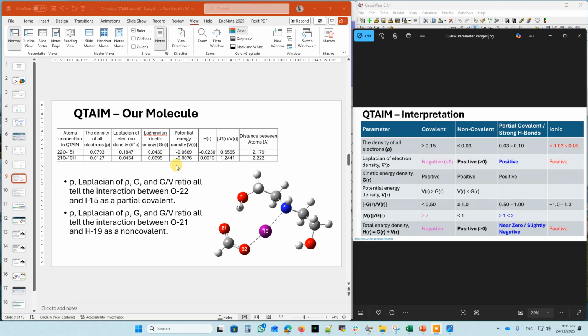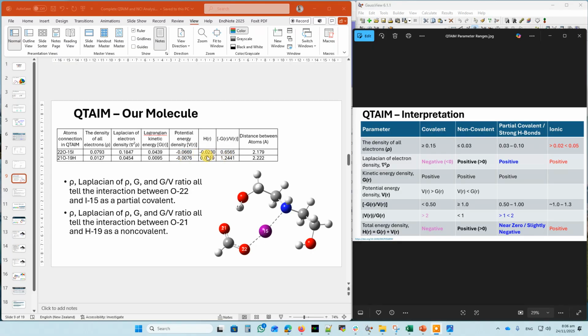So if you look at the density of this bond, it is in this range, 0.03 to 0.10. It's 0.08. So yeah, it's in this range. And then if you look at the Laplacian, that is positive. And then if you look at the GR, it is positive. So we're going to look at the VR and the HR and the ratio.